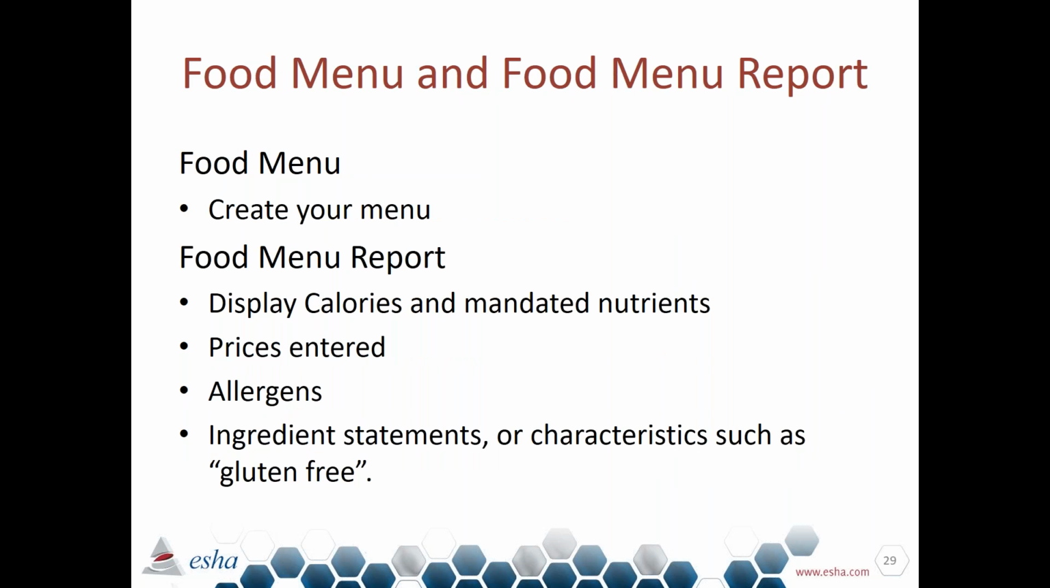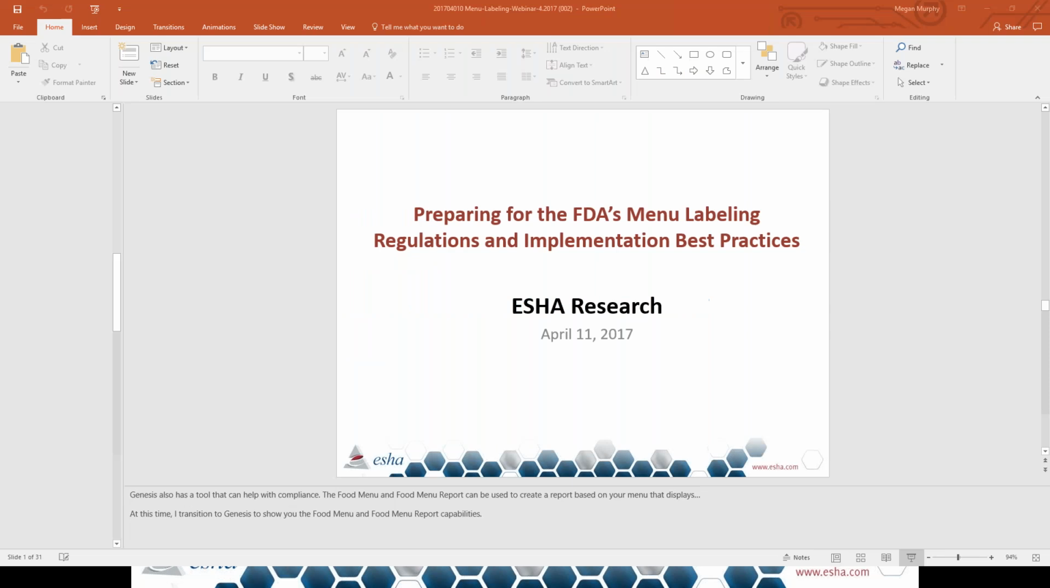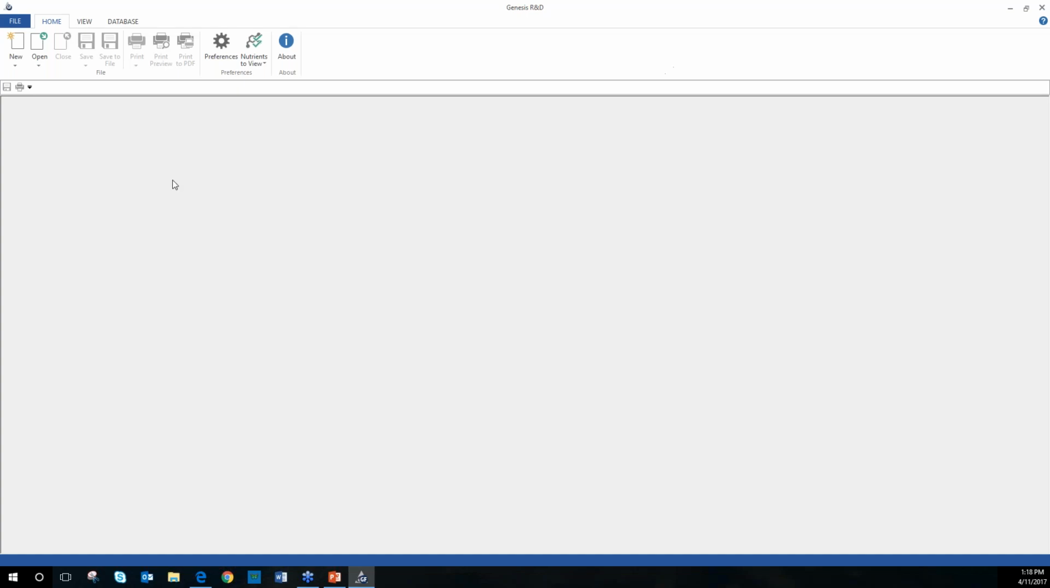Genesis also has a tool that can help with compliance. The food menu and food menu report can be used to create a report that displays the calories and the mandated nutrients for the written information. You can also use it to keep track of the prices, allergens, and ingredient statements if you need to. So at this time, I'm going to switch to Genesis and open Genesis and do a demo of the food menu.